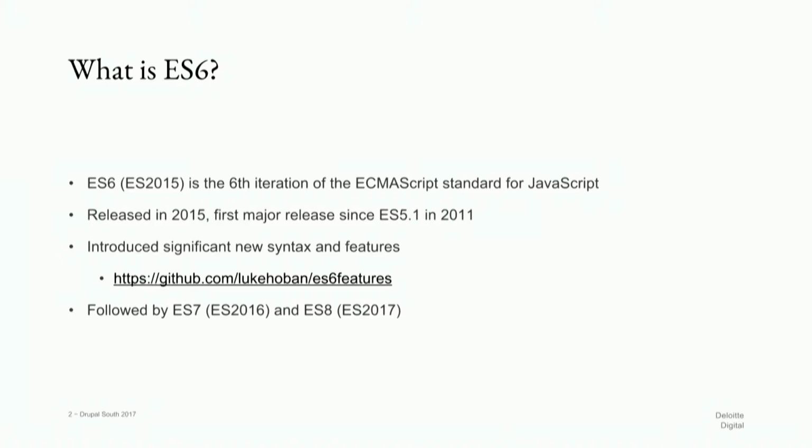So firstly, what do I mean when I say ES6? ES6 is the informal term that us front-end developers use. It's formerly known as ES 2015, which stands for ECMAScript 2015. And what it is, it's the 6th iteration of the JavaScript spec. It was released in 2015, and it was kind of a big deal because it was the first major release since the previous one, 5.1, which was in 2011, which is a bit of a gap, 4 years. It introduced a lot of new syntax and features.